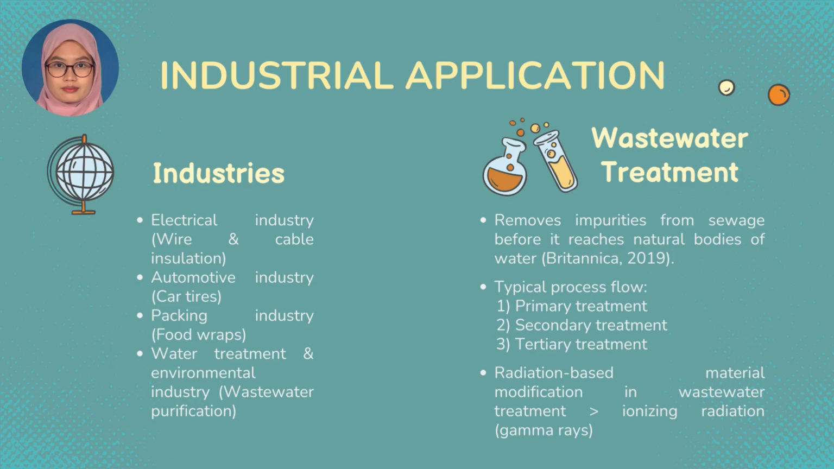Wastewater treatment removes impurities from sewage before it reaches natural bodies of water like rivers, lakes, and oceans. The typical process flow involves three steps, which are primary treatment, secondary treatment, and tertiary treatment. Primary treatment removes about 60% of total suspended solids and about 35% of biochemical oxygen demand (BOD). Secondary treatment removes more than 85% of both suspended solids and BOD. The tertiary process can remove more than 99% of all the impurities.